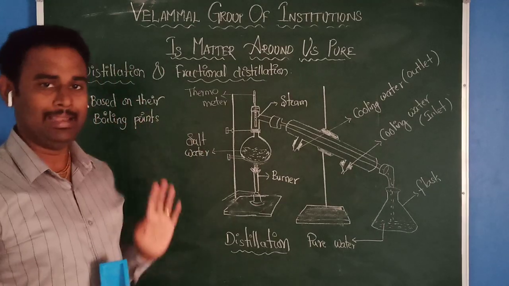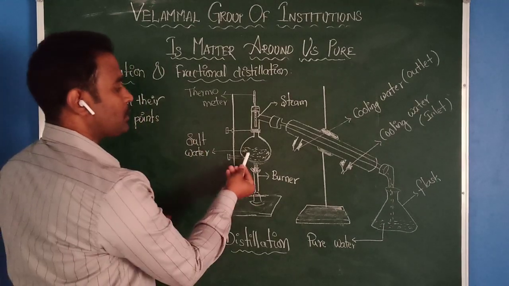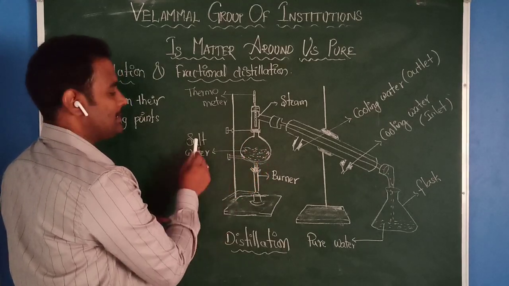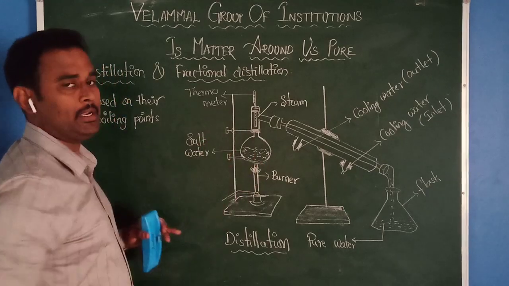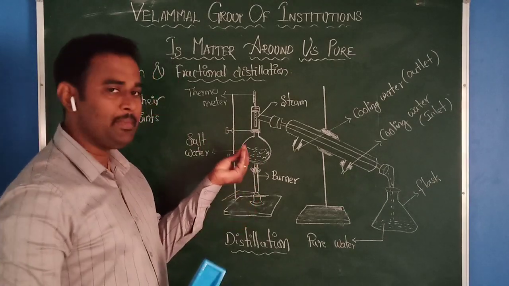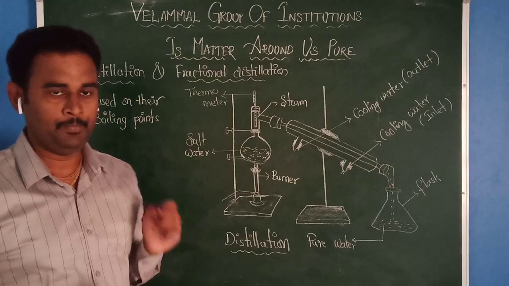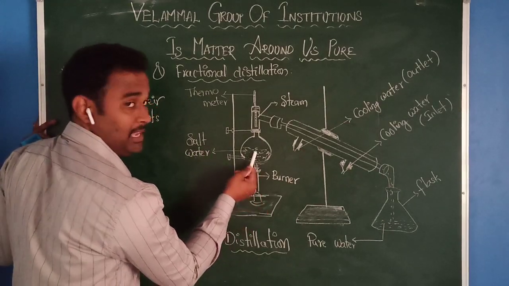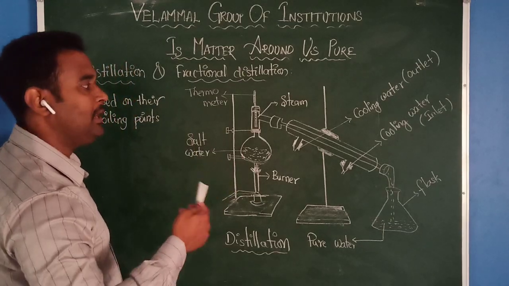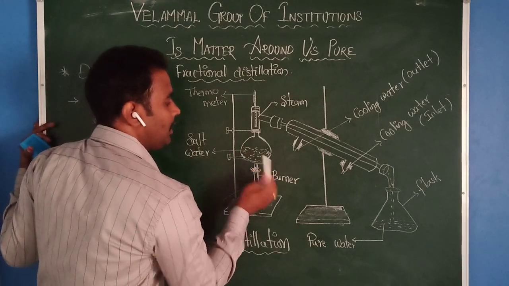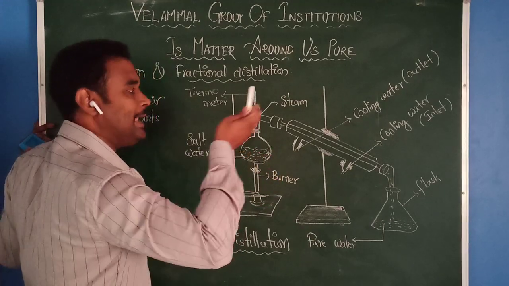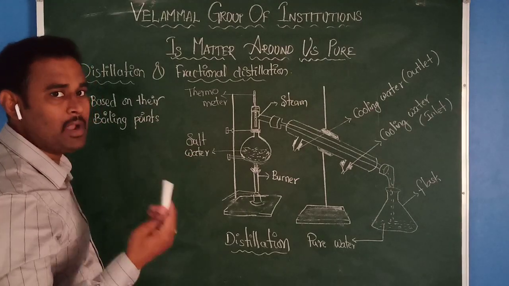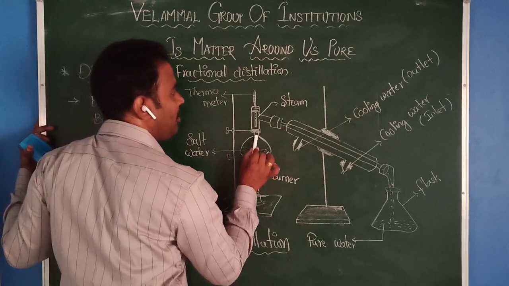Let us discuss clearly. Now here in this round bottom flask, I am taking salt water. I am giving continuous heat energy by using a Bunsen burner. Then what happens? You keep on increasing the heat energy, and you can identify the temperature on the thermometer. After reaching 100 degrees, what will happen? The water starts to evaporate.